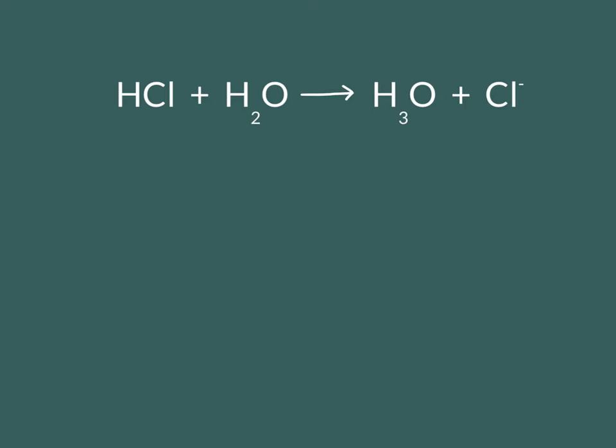Take a look at this reaction where you have HCl plus H2O gives you H3O, or hydronium, and a chloride ion. Take a moment and see if you can figure out which one is the Brønsted-Lowry acid and which one is acting as the Brønsted-Lowry base. Pause the video, and then when you are ready, hit play to check your answer.